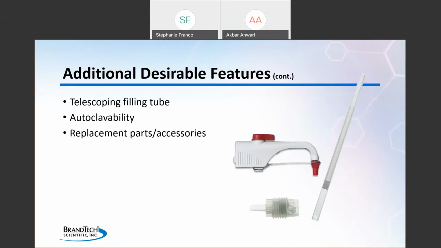Lastly, are replacement parts and accessories easily available? If a part is broken or your application requires additional accessories, can you easily find and obtain these items? These would be things like replacement valves, filling or discharge tubes, thread adapters, etc.